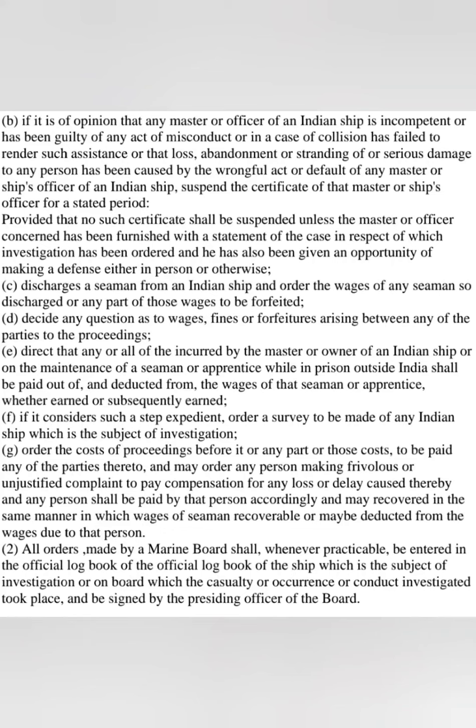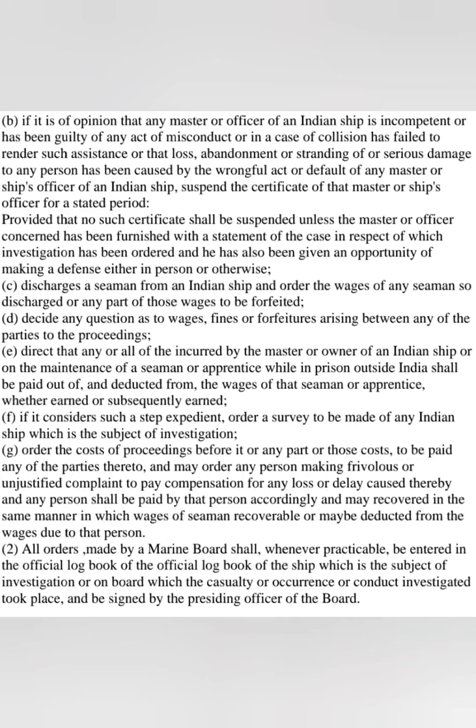The court may discharge a seaman from an Indian ship and order the wages of any seaman so discharged, or any part of those wages, to be forfeited. The board may decide any question as to the wages, fines, or forfeiture arising between any of the parties to the proceeding. The board may direct that any or all of the expenses incurred by the master or owner of an Indian ship on the maintenance of seamen or apprentices while in prison outside India shall be paid out of and deducted from the wages of that seaman or apprentice, whether earned or subsequently earned.